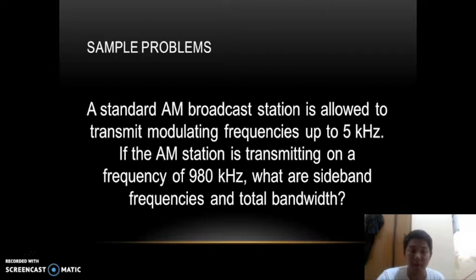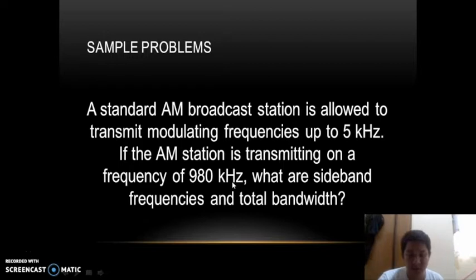We have sample problems. A standard AM broadcast station is allowed to transmit modulating frequencies up to 5 kHz. If the AM station is transmitting on 980 kHz, what are the sideband frequencies and the total bandwidth? In this problem, we are given a modulating frequency of 5 kHz and a carrier frequency of 980 kHz.